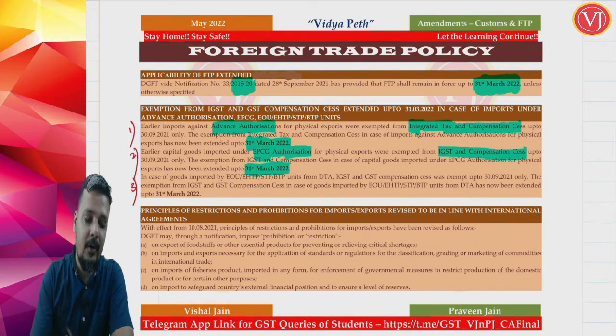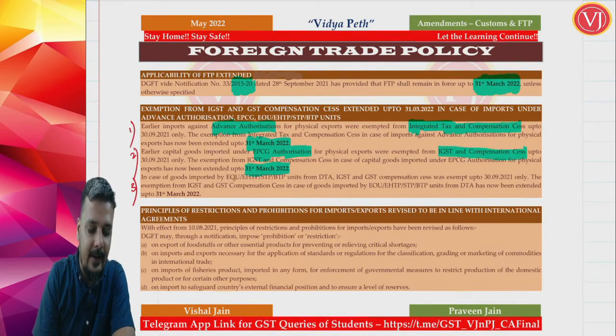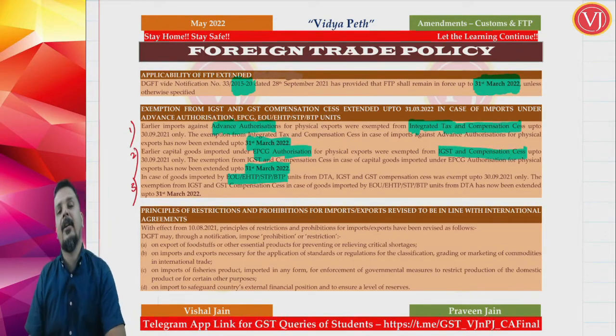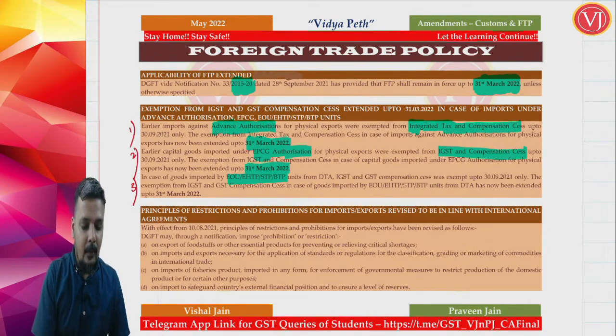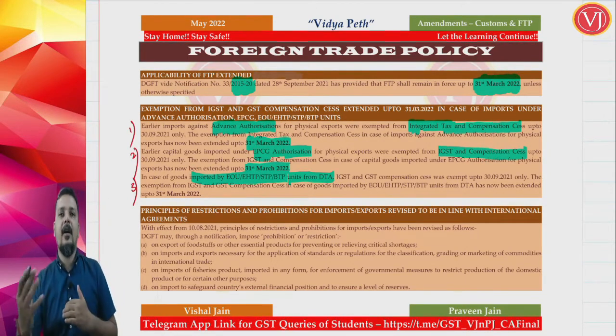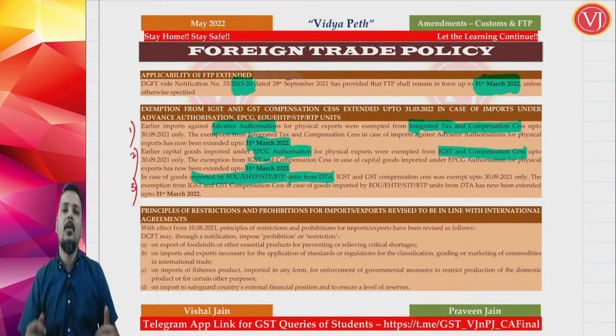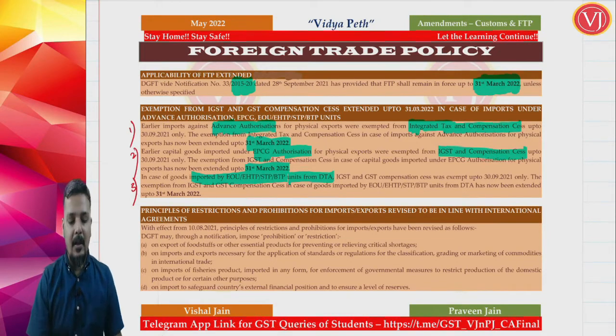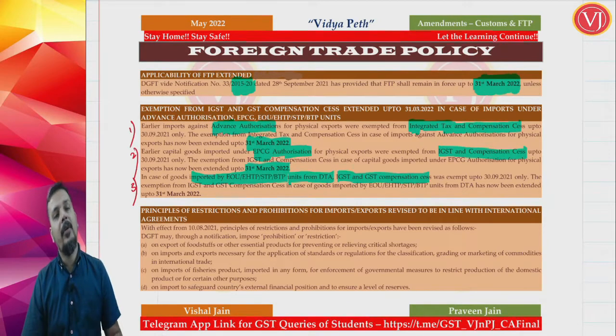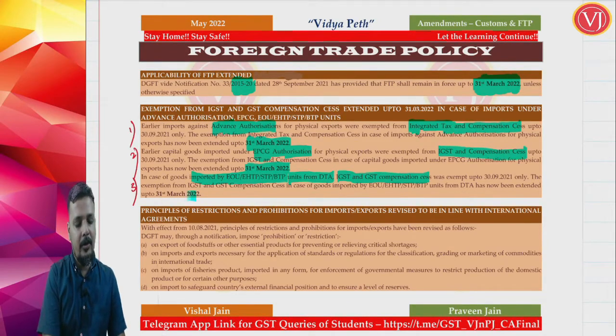Another point is all about your 100% export oriented units and its sister units, that is whether it is 100% EOU or electronic hardware technology park or software technology park or biotechnology park. When the goods are imported by them from DTA, which means from India to EOU or from India to EHTP, from within India to STP, from within India to BTP, there was an exemption on IGST and GST compensation cess portion, which still continues till 31st of March 2022.